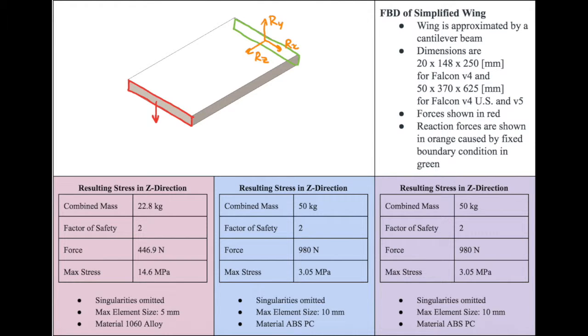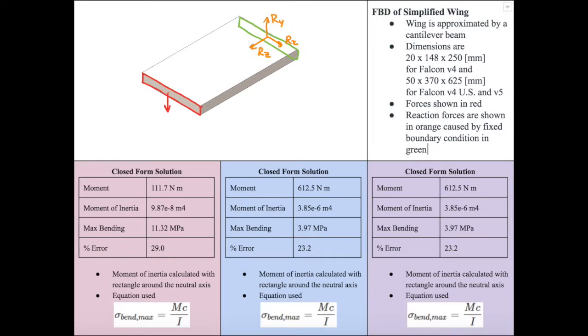This simulation was used to approximate the stress caused by the lift of the wing. It is useful for comparing the closed-form solutions to the analysis performed in SolidWorks. The wing was approximated as a cantilever beam. The dimensions of the Falcon V4 were 20 by 148 by 250 mm. The dimensions of the upscaled Falcon V4 and Falcon V5 were both 50 by 370 by 625 mm.